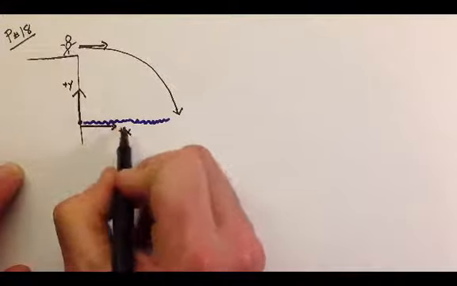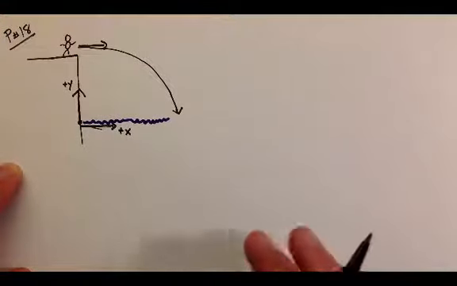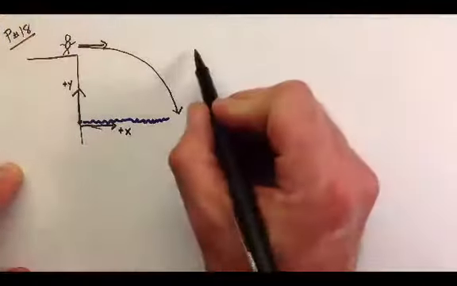So from now on, this is the plus y direction, this is the plus x direction. Okay? That's my coordinate system. So step 1, set up a coordinate system. Okay, step 2, let's write down what we know or what we don't know.